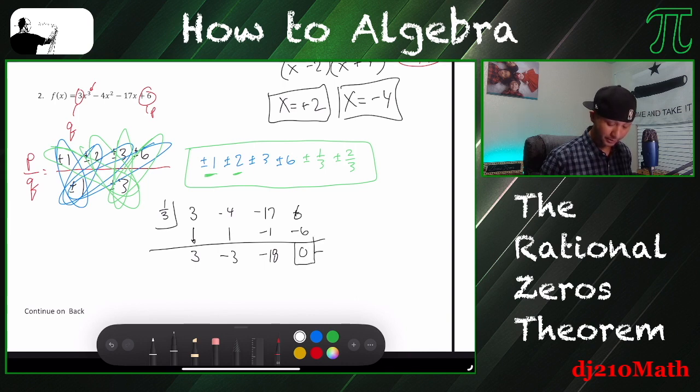So this means it is a factor. So x equals 1/3 is 100% a factor.